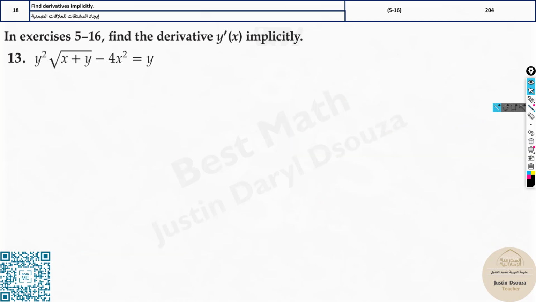And now we have again, okay, square root functions. I think we have done one square root problem already. Anyways, let me do this as well. Here, it's not only square root, it's a product rule as well, isn't it?